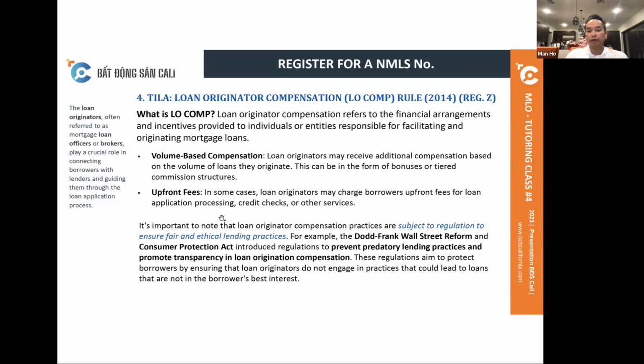Okay, upfront fees. In some cases, a loan originator may charge borrowers upfront fees for loan application processing, for credit checks, or any other services, right? Thinking about this, there's an issue on the lending side, that the buyers, the borrowers, sometimes don't go with one particular loan officer, right?